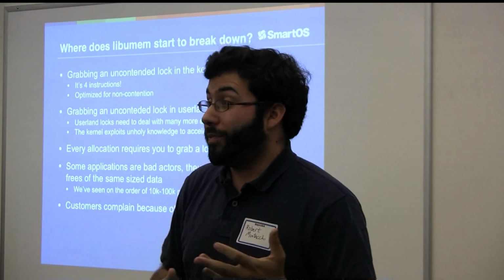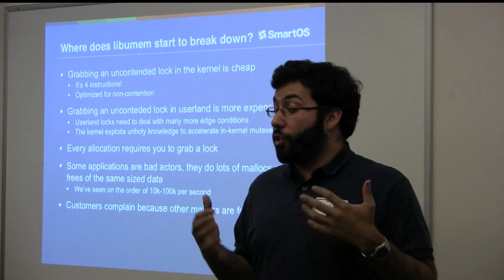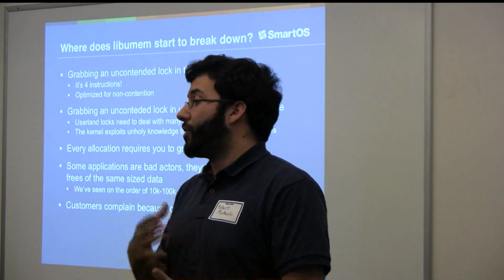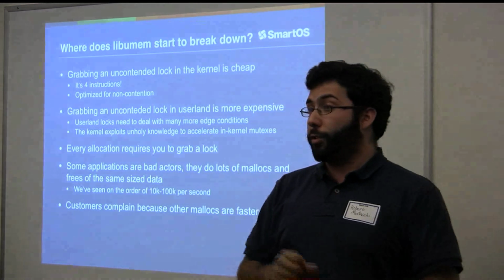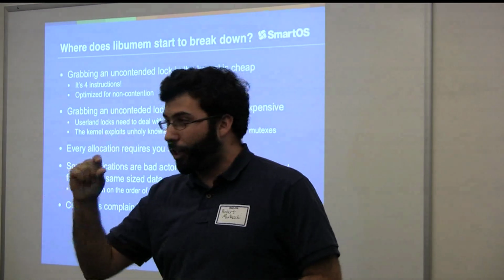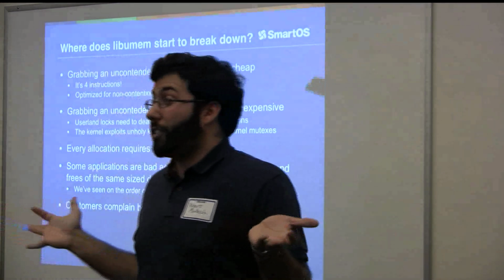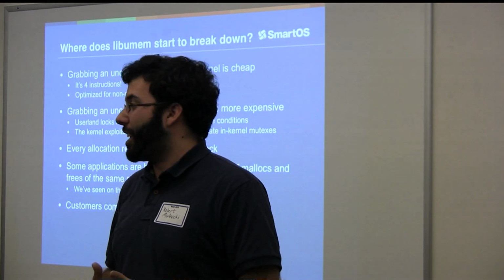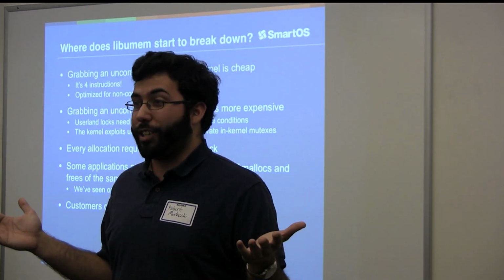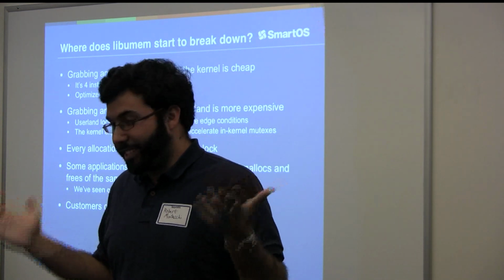Now, where does this get bad? Well, some applications are bad actors. They're doing on the order of tens to hundreds of thousands of allocations per second, in small, tight loops. They do a small malloc, use it briefly, and free it. A lot of these times the application itself could be improved. Unfortunately, we don't always have that luxury. We can't just say, hey, talk to your ISV and tell them to fix this. It's like, yeah, right, they're not going to, it just doesn't work that way.